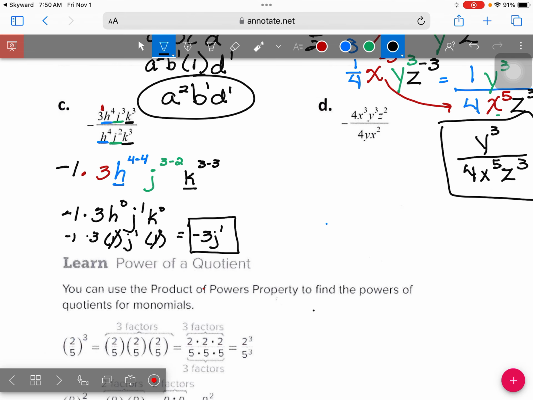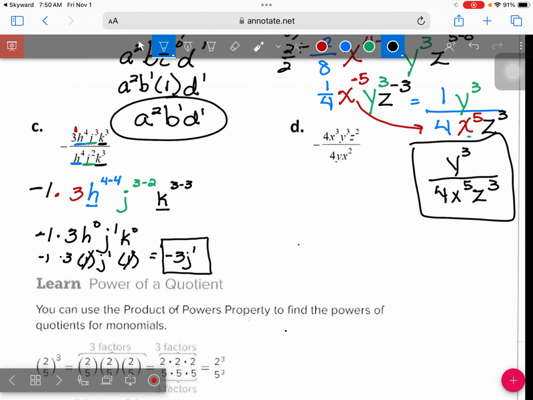And that's what we're doing. These aren't equations. We're not solving. We're just simplifying. All right? Let's do D.